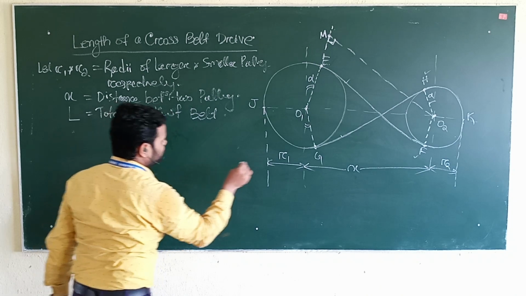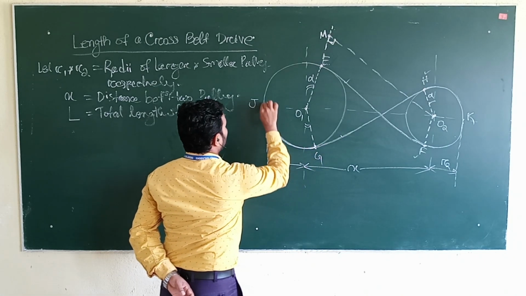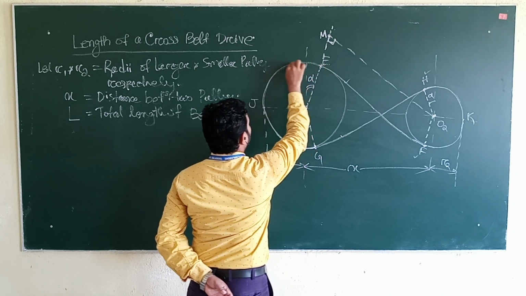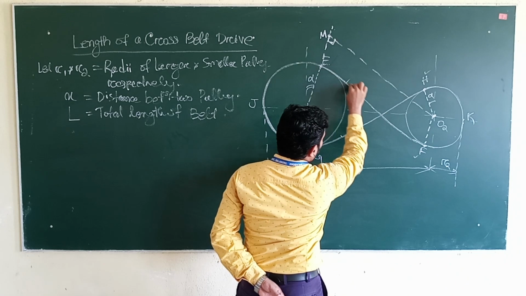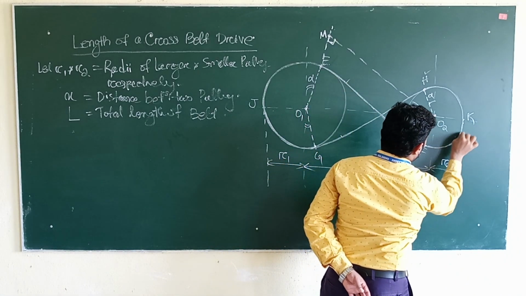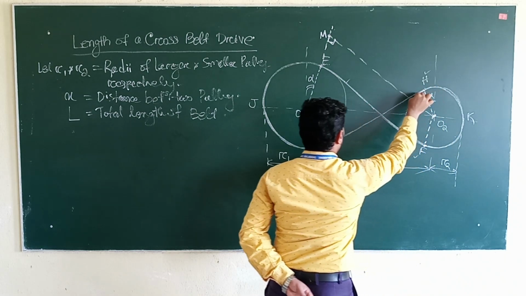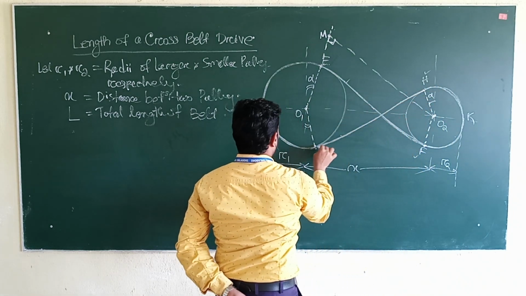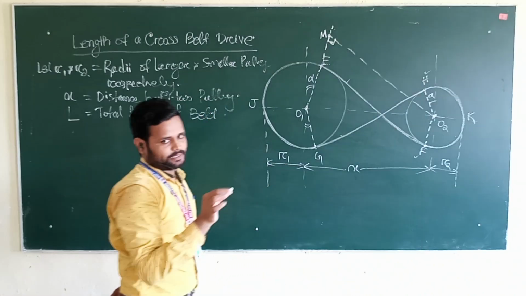So what is the length of the belt? You will see G, J and E. G, J, E is the arc of the pulley. Next, E, F is the length of the belt. Next again, F, K, H is also the arc of the smaller pulley. Next, G, H. So this way we will calculate the total length of the cross belt.